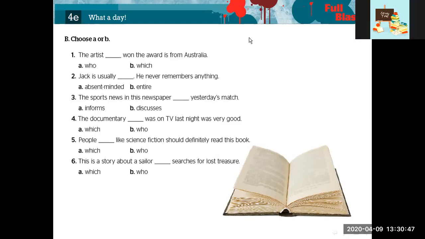Okay, now number 1, the artist who won the award is from Australia. Who? Why? Artist is one of people. Okay. Number 2.